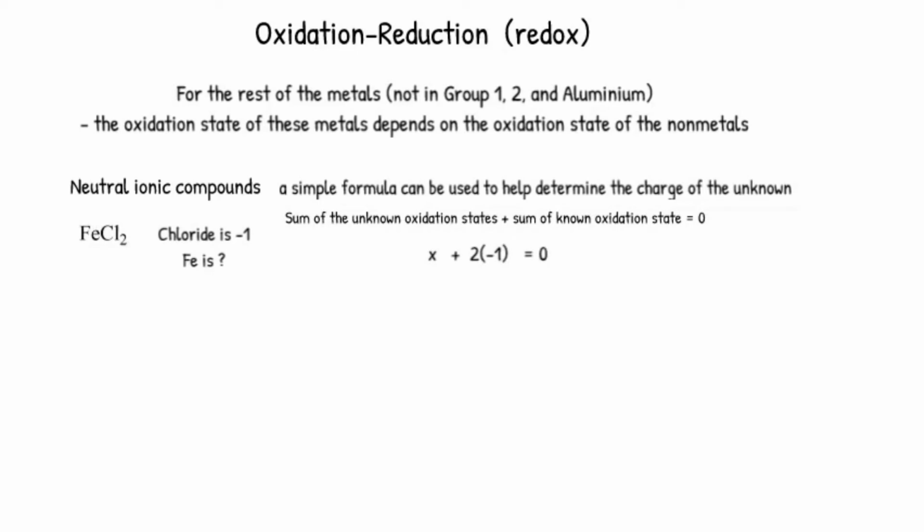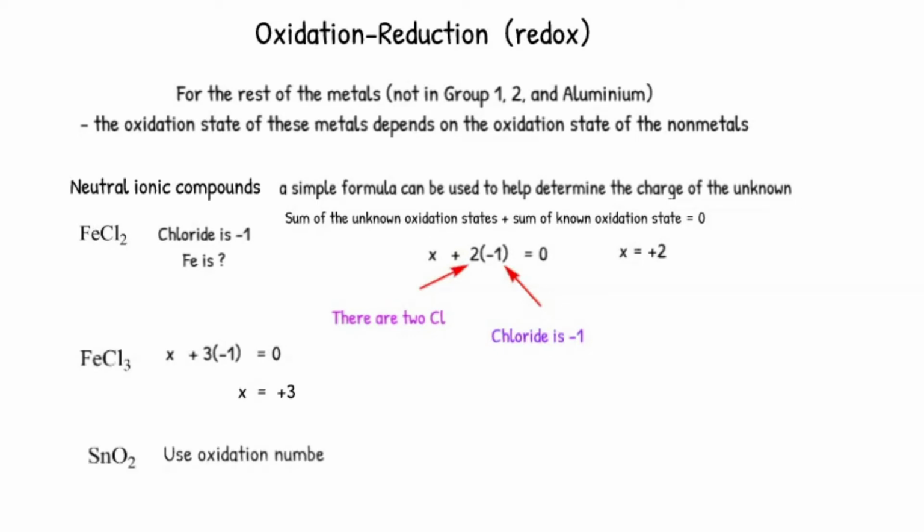Letting X serve as the oxidation of iron, then X plus 2, there are 2 chlorides, times -1 is the oxidation state of the chloride, is equal to 0. So X is equal to +2. Another example is FeCl3. X plus 3 times -1 is equal to 0. X is equal to +3. Here's another example, SnO2. The oxidation number of oxygen is -2, so X plus 2 times -2 is equal to 0. X is equal to +4 for the oxidation state of tin.